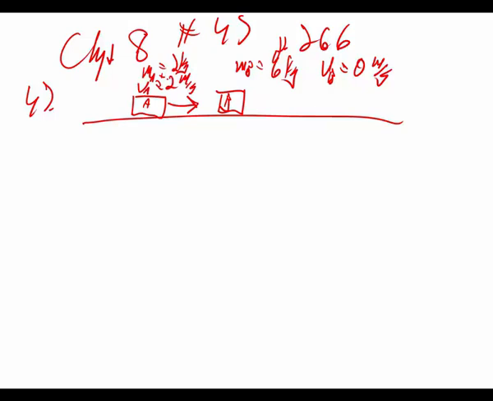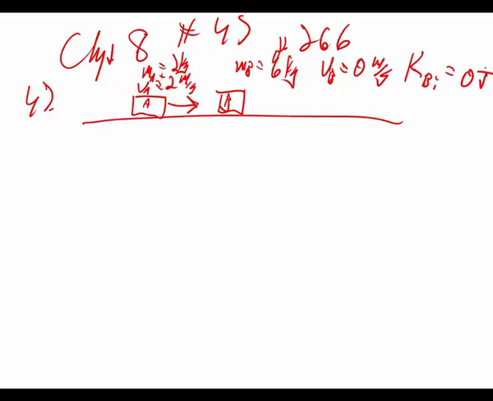Okay. Now let me ask you something. Let's just go ahead and get this out of the way. What would be the kinetic energy of block B initially? 0. So let's go ahead and write that down too. Kinetic energy of B initial is 0 joules, orange juice, OJ, all right? Let's go ahead and get it out of the way.